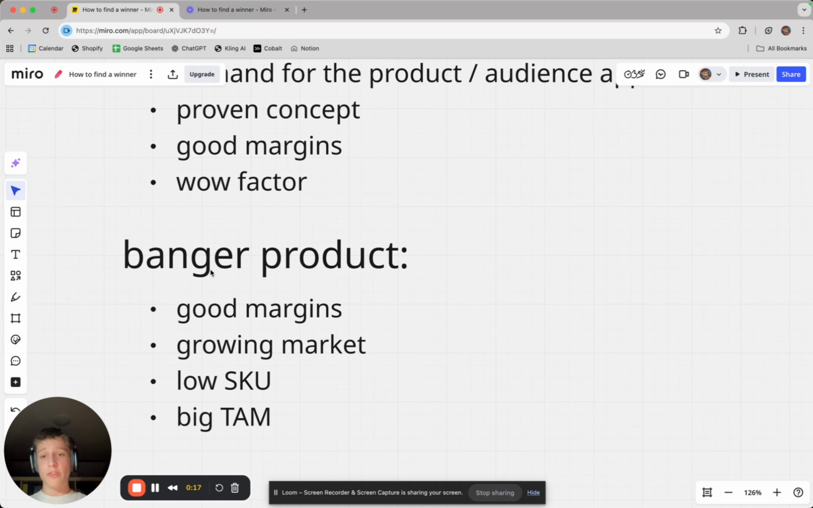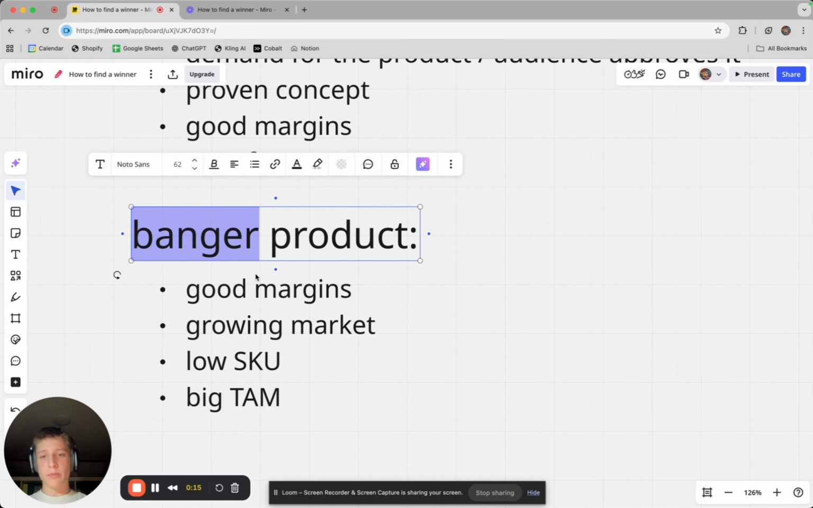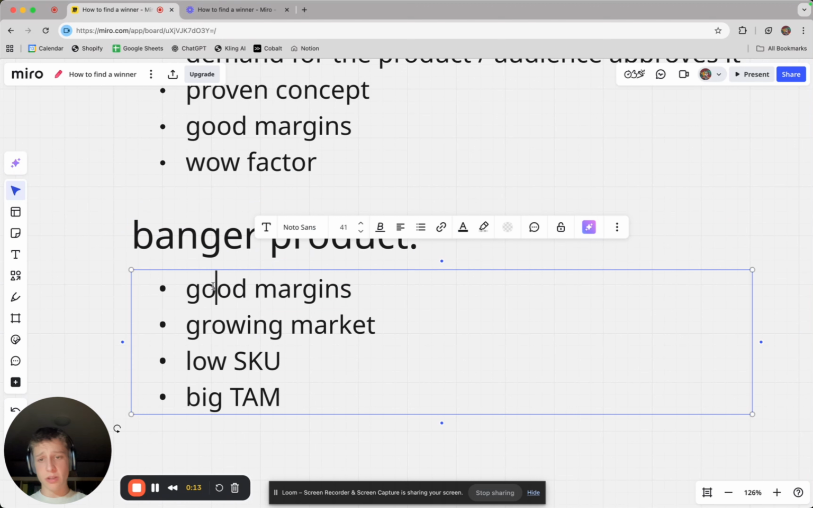Now, some stuff a banger product has. So a banger product would have great margins, not good, great, because obviously once you scale your margins are going to reduce, so you want it to have great margins at the start.